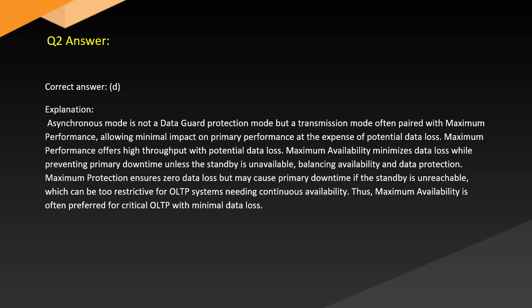Maximum availability minimizes data loss while preventing primary downtime unless the standby is unavailable, balancing availability and data protection. Maximum protection ensures zero data loss but may cause primary downtime if the standby is unreachable, which can be too restrictive for OLTP systems needing continuous availability. Thus, maximum availability is often preferred for critical OLTP with minimal data loss.